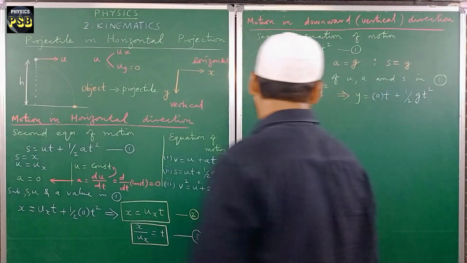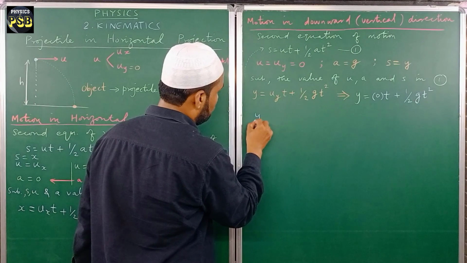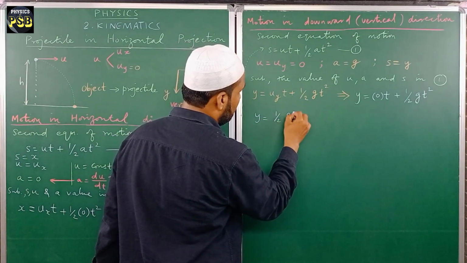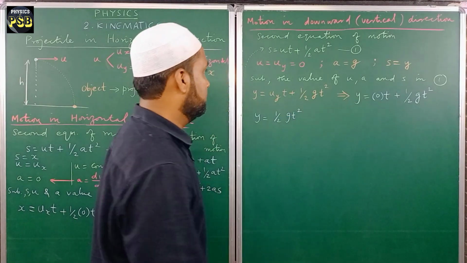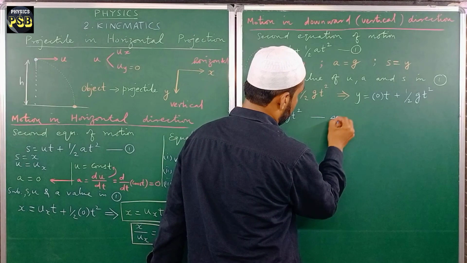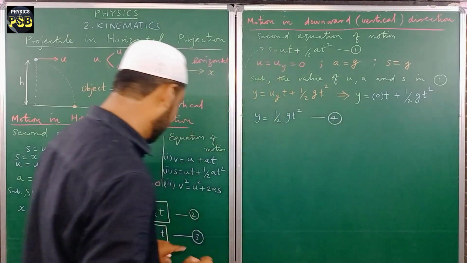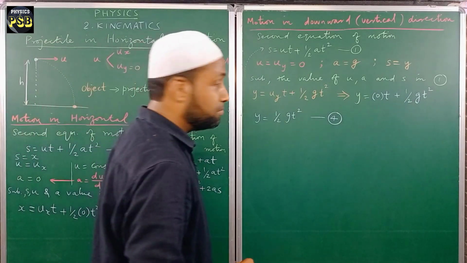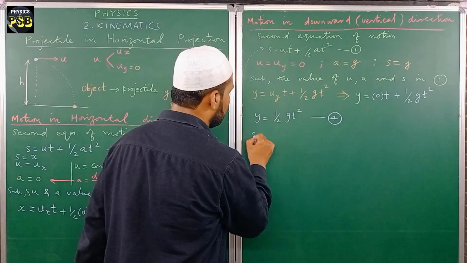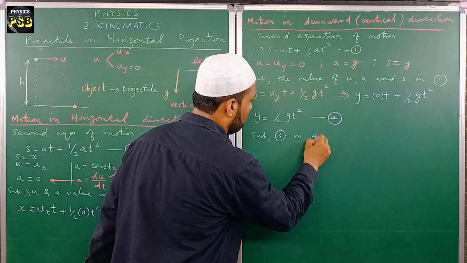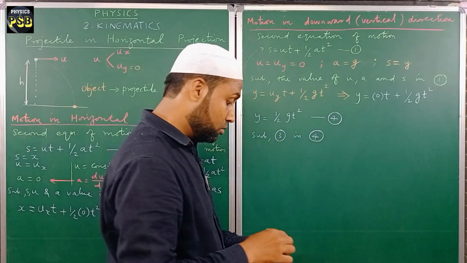So what do I get now? I get this equation, y equals half g t square. Now I take this as equation number 4. Now we know the value of t is given in equation number 3. Then I will substitute equation number 3 in 4. What will I get if I do so?